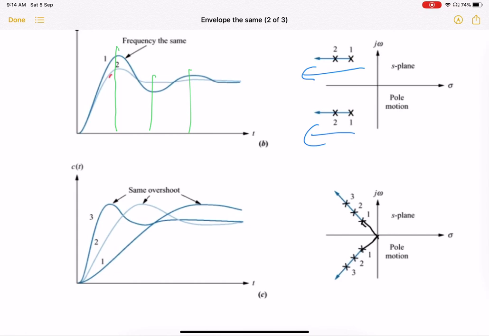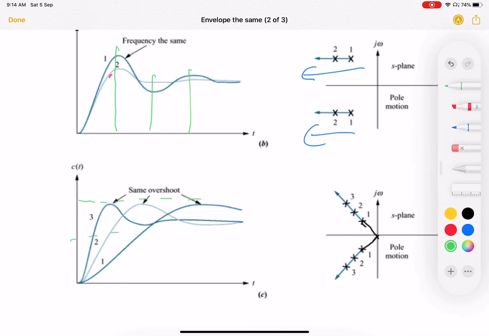In a similar way, there's one more thing that you can see, that if you move along radial lines, the percent overshoot will remain the same, and hence the response would be something like this, where you have the same percent overshoot, and in order to have the same percent overshoot but different values of peak time, settling time, and everything else, your responses are going to be like this, 1, 2, and 3.